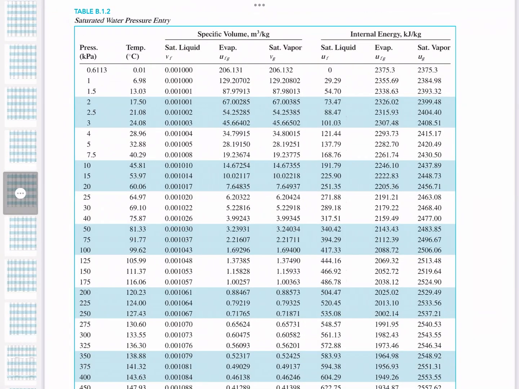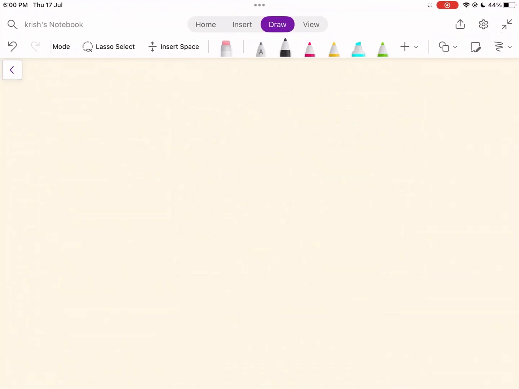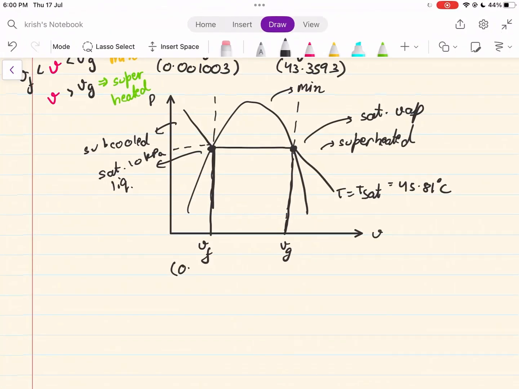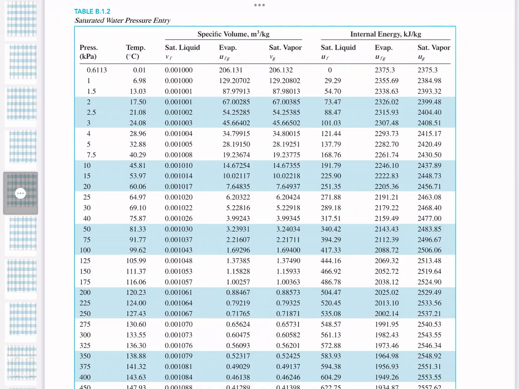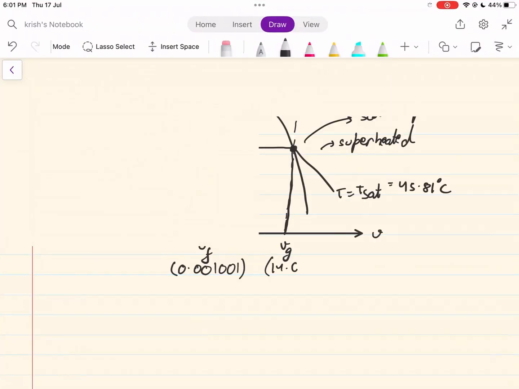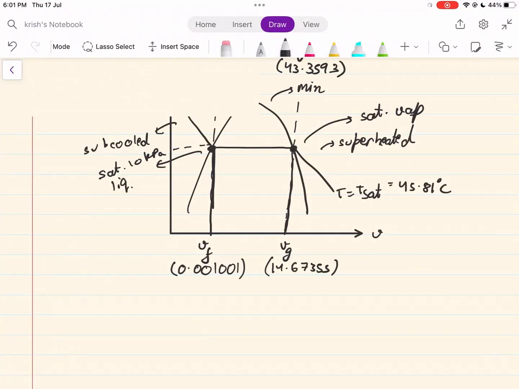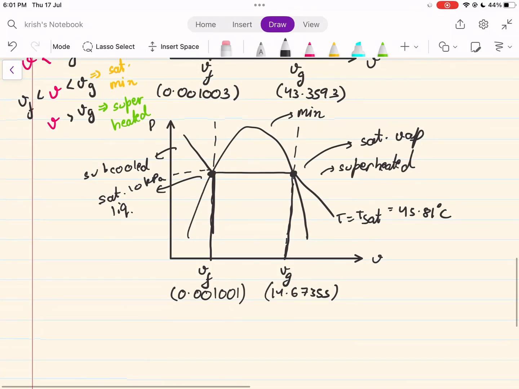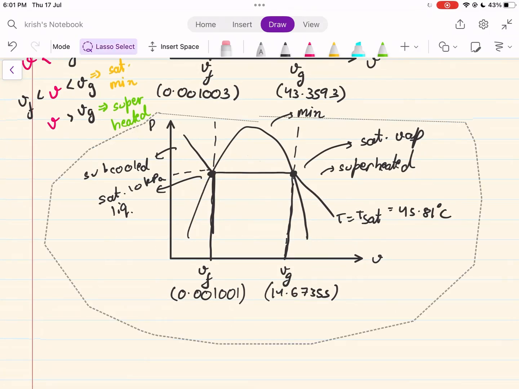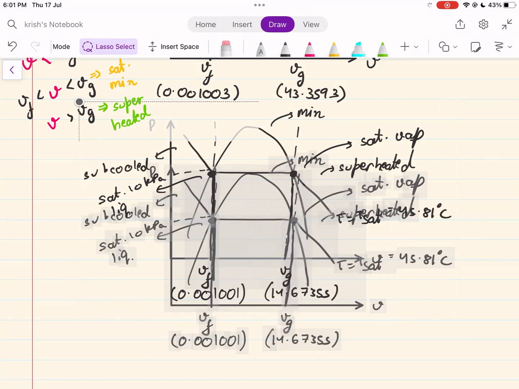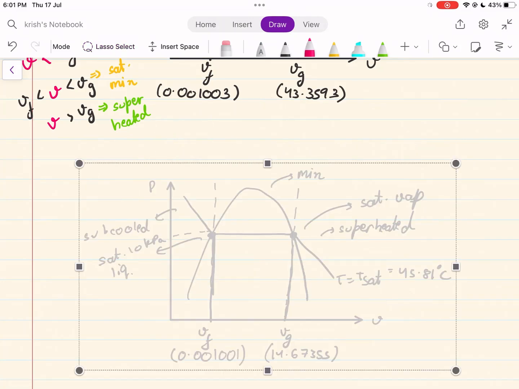And also we can see the value of Vf at 10 kilopascal is 0.001010. Let us write that down. 0.001001, something like that, right? Not really relevant exact value right now. And Vg is 14.67355. Right. So now I think I will just move this a bit more down so that it's more clear.